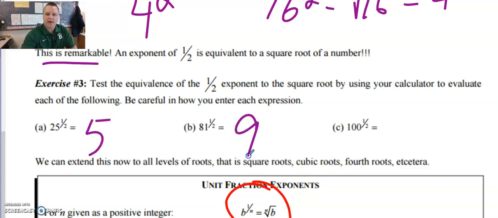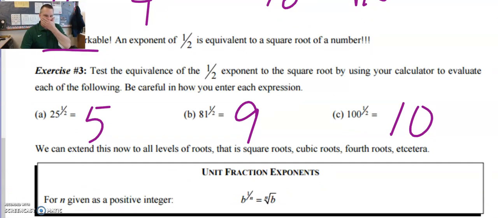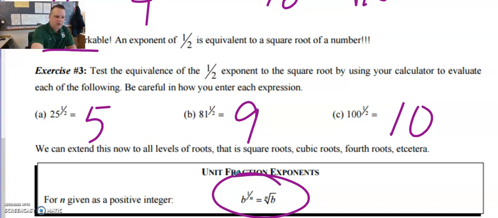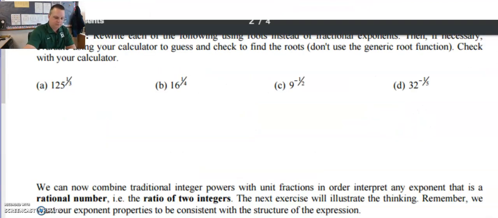Square root of 81, 9. Square root of 100, 10. Or 25 to the 1/2, 81 to the 1/2, and 100 to the 1/2. So here is your rule right here. So for any fraction, you rewrite b to the 1 over n as the nth root of b to the first power. So that is a very important rule that we will use throughout the whole year.